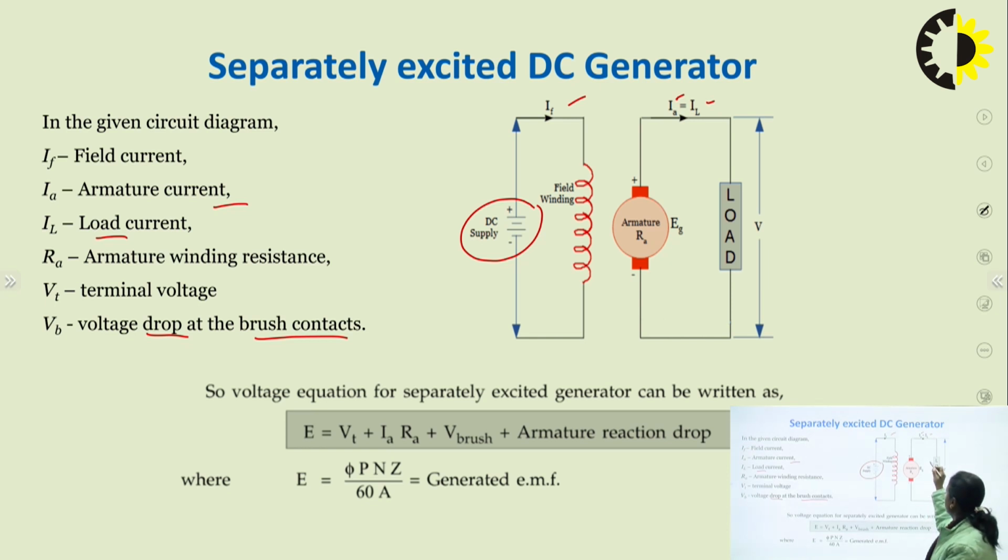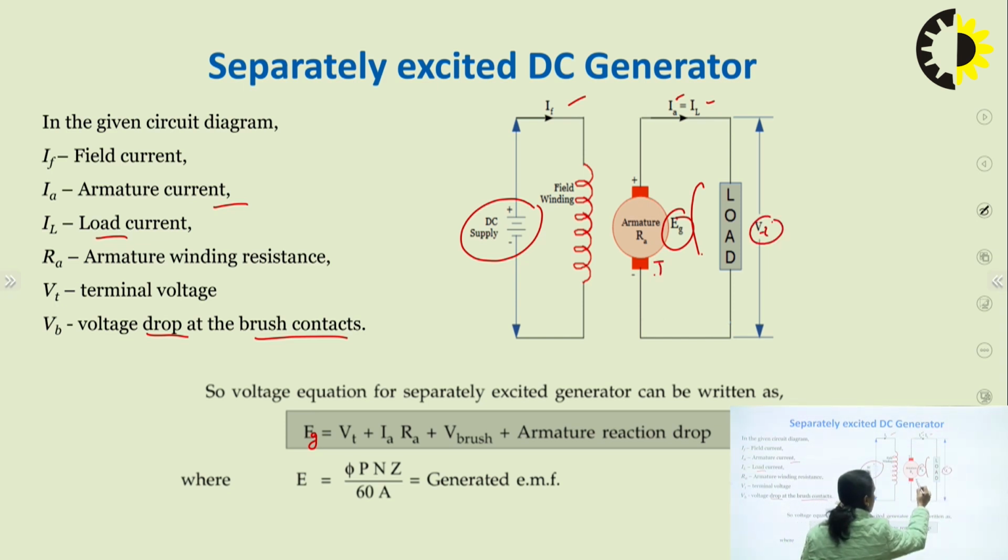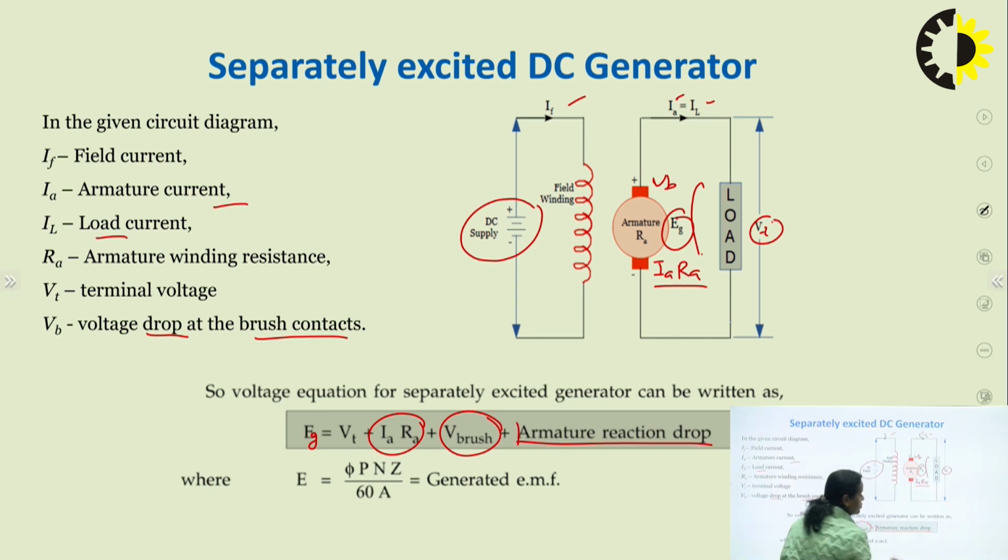If we write the equation for this separately excited DC generator, we can write E. What is E here? E means the EMF getting generated in this armature. So E will be equal to the terminal voltage VT plus the drop in the armature, that is IARA, because of armature resistance, and we have the brush contact drop, that is VB, and the armature reaction drop if we are considering it. And this EG is the EMF induced in the armature, which we have already derived: E is PNZ upon 60A. This is the generated EMF.